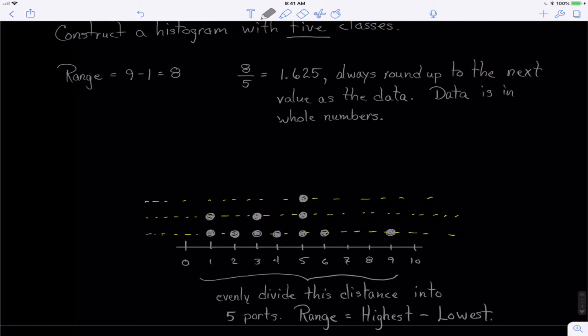Okay, so if we're at 1.625, this is a decimal. The next whole number above that is 2. So we're going to use 2 as our dividers, and we're going to call this 2 the class width. This is called our class width.